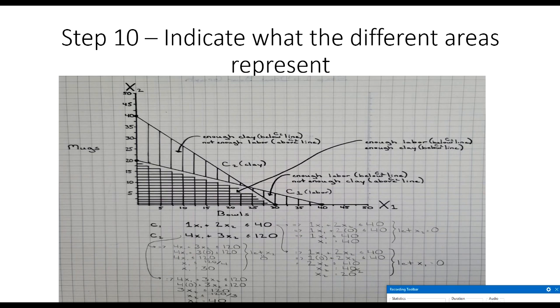In this situation here, we have enough clay because it's below C2, but we don't have enough labor because it's above C1. So these choices aren't possible because even though we have enough clay, we don't have enough labor. Down here, it's similar, but the opposite. We have enough labor because it's below the labor line, C1. But we don't have enough clay because it's above the clay line, C2. So these choices too are impossible.